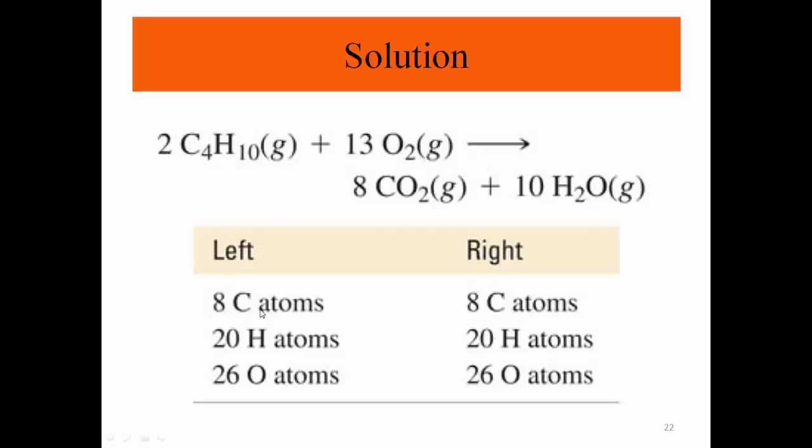So we have 8 carbon atoms on the left hand side, 8 carbon atoms on the right hand side. 20 hydrogen atoms on the left hand side, 20 hydrogen atoms on the right hand side here. And 26 oxygen atoms on the left hand side, as you see here, and 26 oxygen atoms on the right hand side. We have 10 here and we have 16 here. 16 plus 10 is going to give us 26.